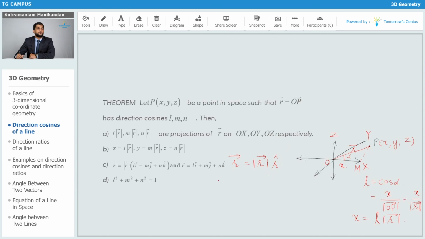Moreover, it is possible to prove very easily that the sum of the squares of the direction cosines of any one particular line adds up to 1. Cos square alpha plus cos square beta plus cos square gamma is equal to 1.